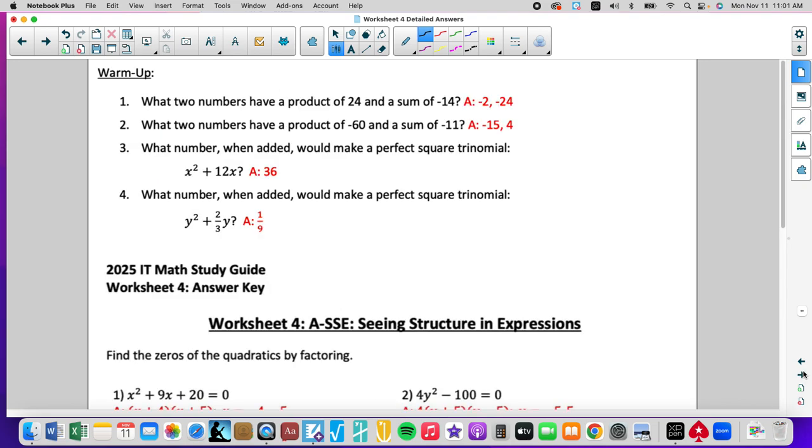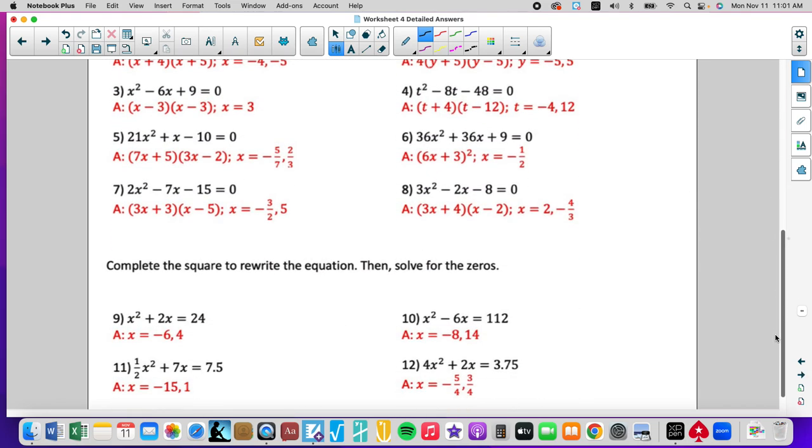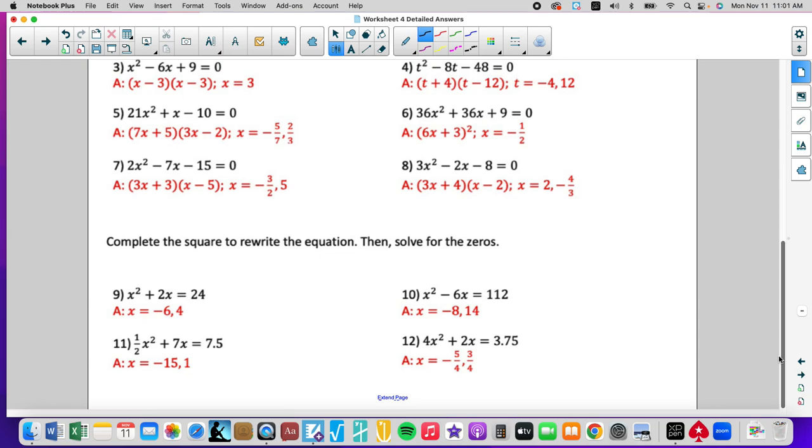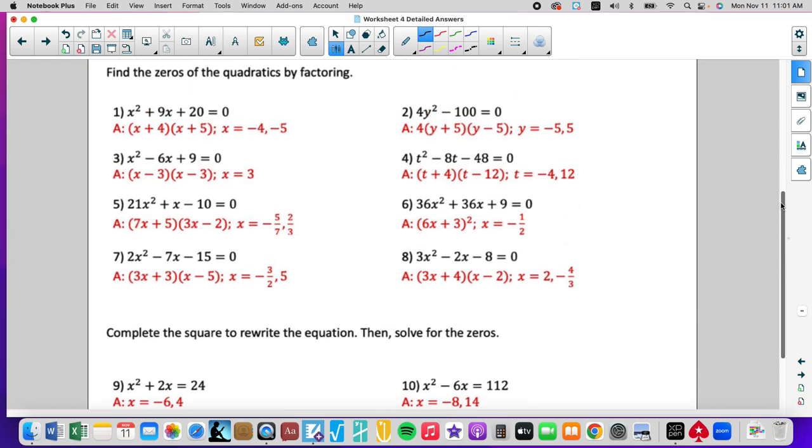Oh yeah, such a good problem. I love it. That was such a good worksheet. Boom. Yeah, you can do that. You are good to go.